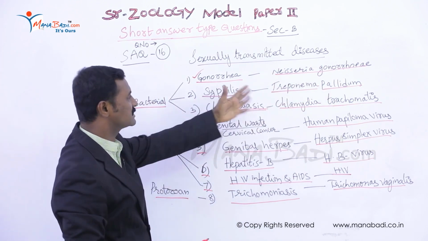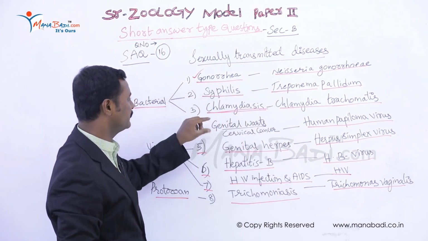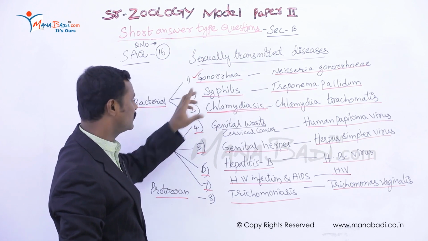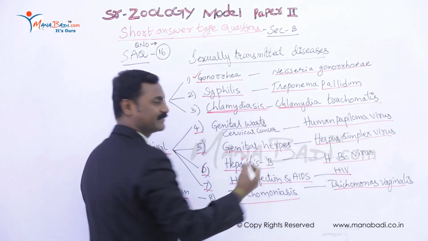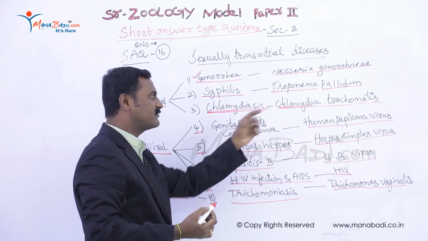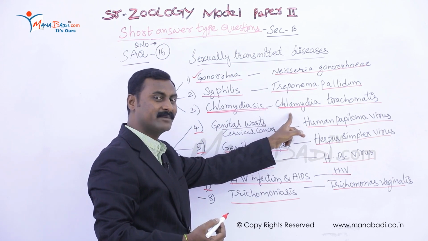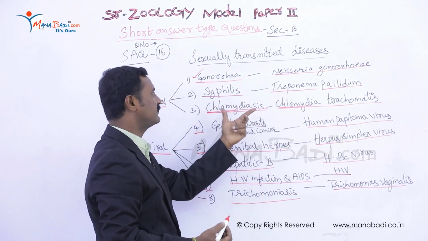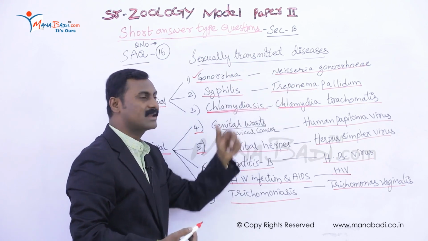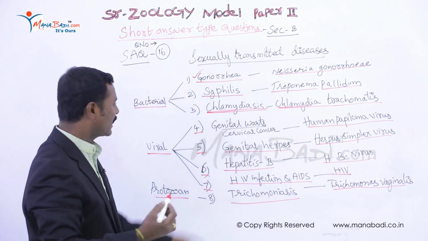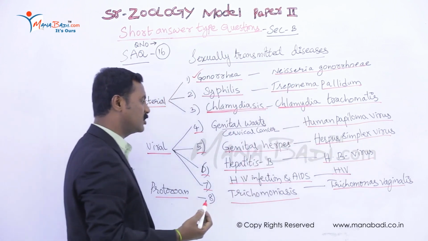Next one is syphilis. There is no hint for that, because the name is not relevant. So if you want, you can leave it. Next, chlamydiasis. You see chlamydia. The disease name is reflected in the pathogen name. The same type of reflection as in gonorrhea you can see in chlamydiasis also. Coming to genital warts, cervical cancer, this is human papilloma virus.